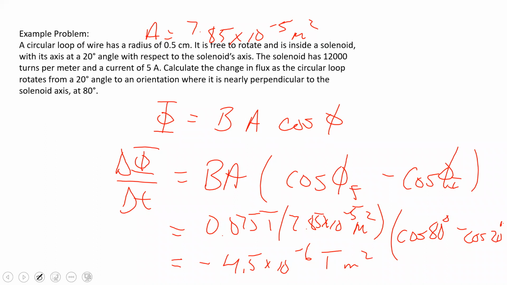That is only the change in flux. I ought to be careful of this. Change in flux over time is a different thing. You have to divide by the time. That's just a change in flux. We don't know if it takes a week to rotate or a day or a minute or 3 microseconds. But that's the total change in flux. All right.